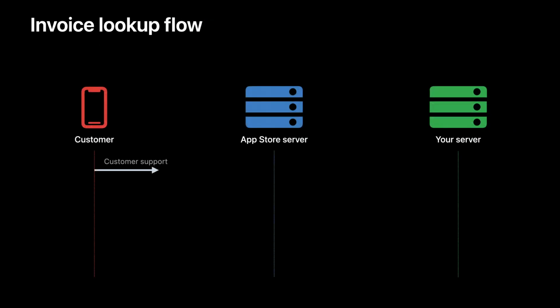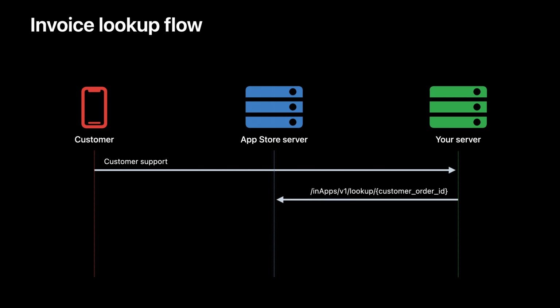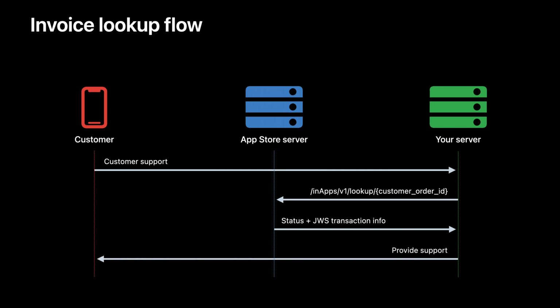So now when a customer contacts your support team, you can ask the customer for the invoice order ID, and your server can call the invoice lookup API, and in response, the App Store returns a status and the transactions for that invoice signed in a JWS format. And finally, using this information, you can provide support for the correct in-app purchases.